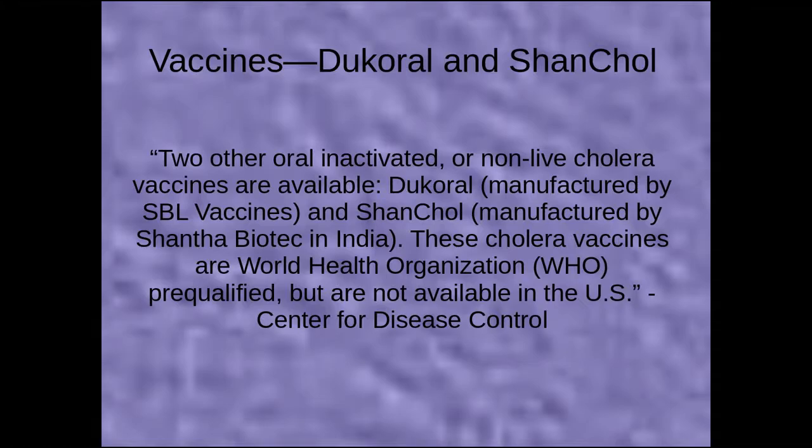Dukoral is a non-live cholera vaccine, which provides approximately 65% protection for 2 years, while Shanchol is a non-live cholera vaccine that provides approximately 65% protection for up to 5 years. And while there is no vaccine that offers 100% protection, the CDC and World Health Organization recommend these, especially for those traveling outside the United States where cholera is an endemic disease. Using these techniques and medical advances, cholera deaths are dramatically falling worldwide.